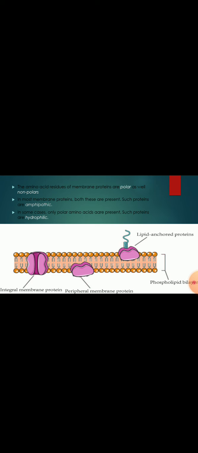The amino acid residues of membrane proteins are polar as well as non-polar. In most membrane proteins, both of these are present. Such proteins are amphipathic. In some cases, only polar amino acids are present. Such proteins are hydrophilic. This is a picture of a membrane protein.